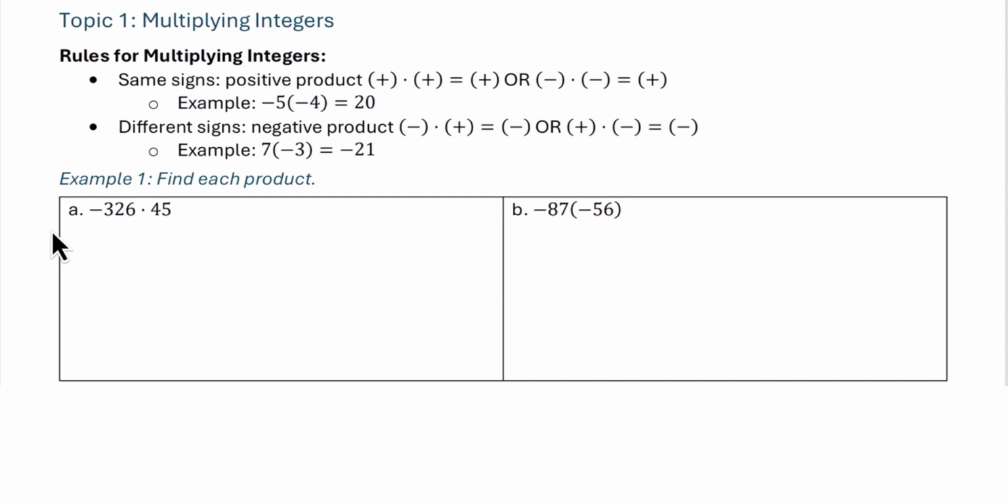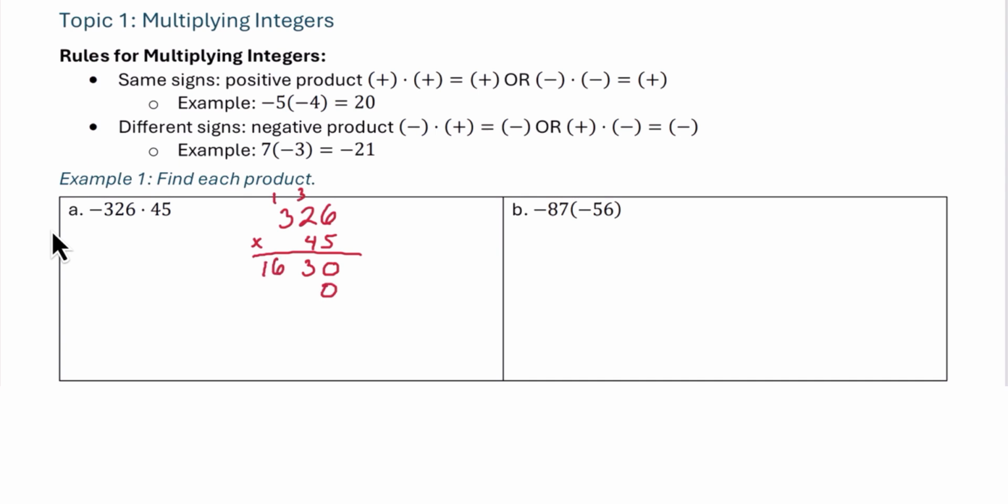For example, let's look at 326 times 45. We're going to multiply as usual and then deal with the sign in the end. 5 times 6 is 30, so we have 0, carry the 3. 5 times 2 is 10, plus 3 is 13, carry the 1. 5 times 3 is 15, plus 1 is 16. We have our 0 placeholder.